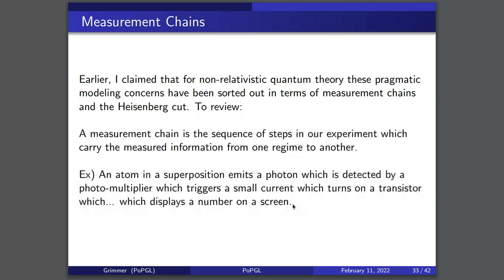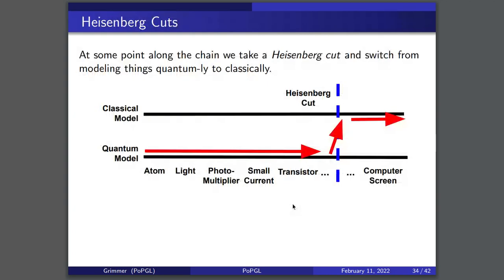To give you an example, we have an atom in a superposition that we're interested in, and it emits a photon which is detected by a photomultiplier, which triggers a small current, which turns on a transistor, and so on and so on. And this ends up displaying a number on a screen. I think most experiments can be thought of in these sequential terms, and we just need to understand the interactions between different elements in this sequence.